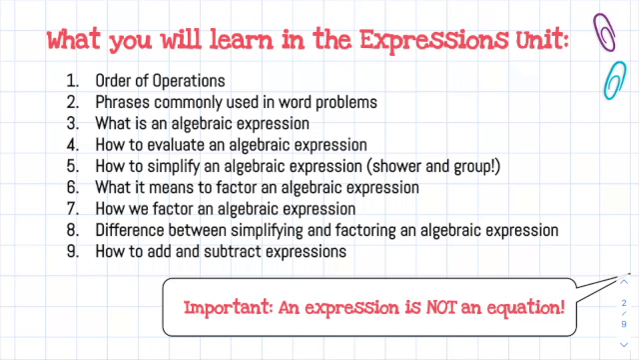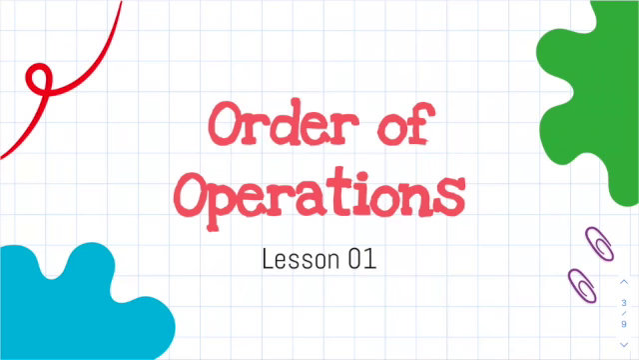An expression is not an equation. For you to have an equation, you need to have an equal sign, okay? We will not be dealing with equations with equal signs in this unit. We will only be dealing with expressions, which means it's a bunch of numbers or letters or variables with mathematical operations between them, plus, minus, multiplication, division, but there is no equal sign. If you have an equal sign, then it's no longer an expression, it's now an equation.